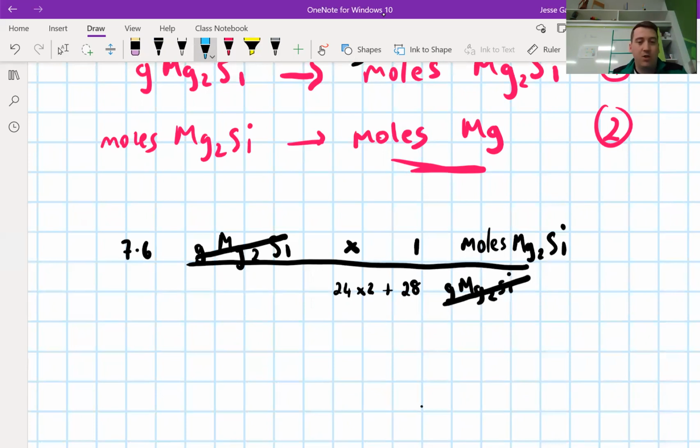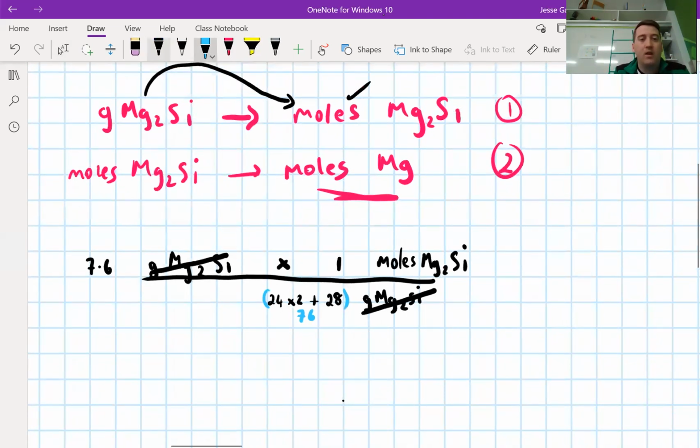Just as an aside, how much is that if we were to work it out? It actually works out as 76. So that sum there is 76. So it's 1 over 76. Pause the video and calculate that now. All right, what you should have gotten here is 0.1 mole. And what's the unit that was left? This one is the only unit that's left. So this is 0.1 moles of Mg2Si.